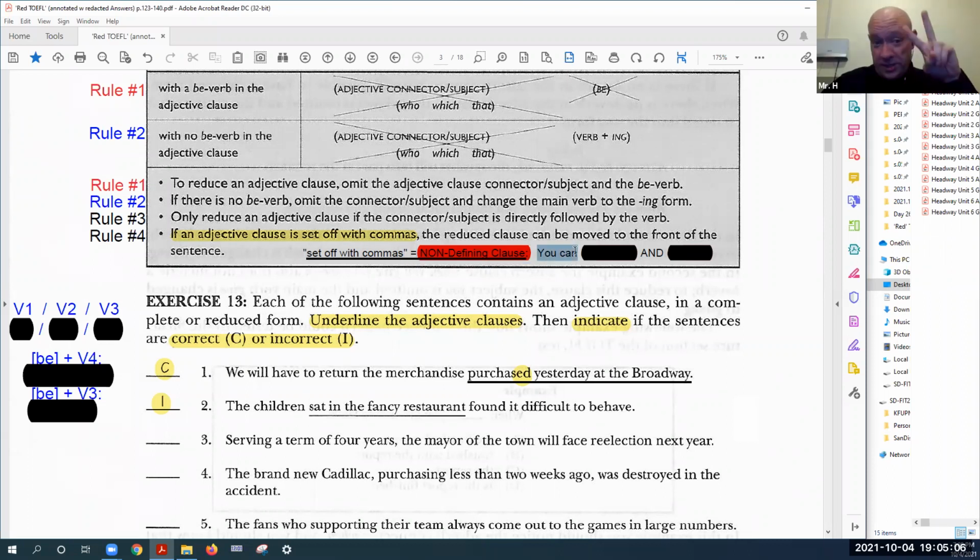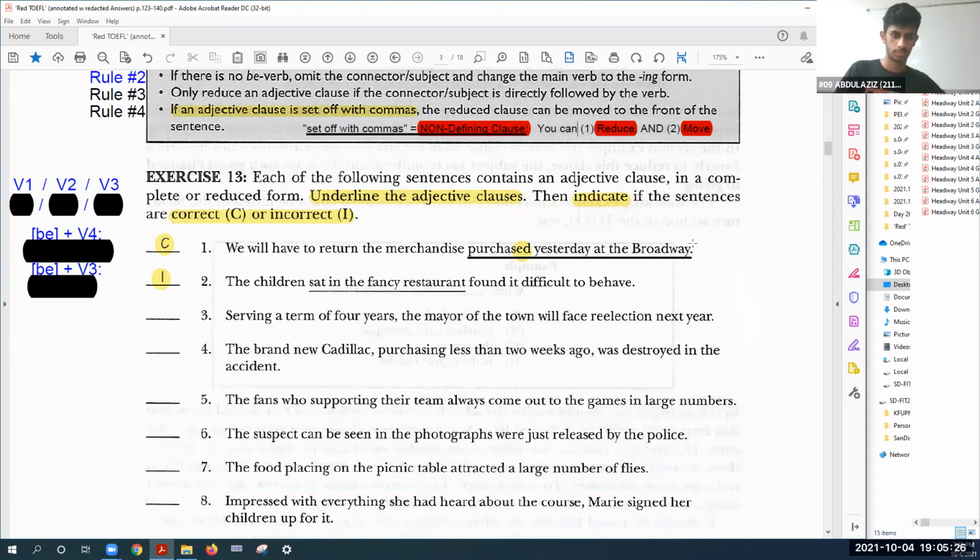What can we do if it's non-defining? We can do 2 things. Remove it or reduce it. Reduce. And then put it in the front. Yes. Reduce, then move it. Okay. All right. Exercise 13.